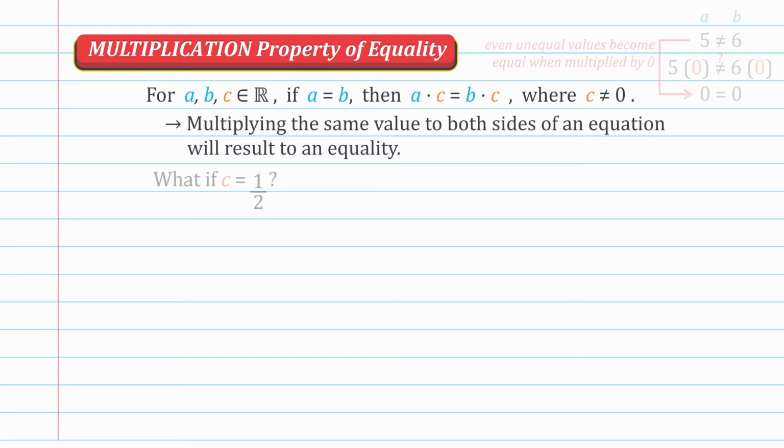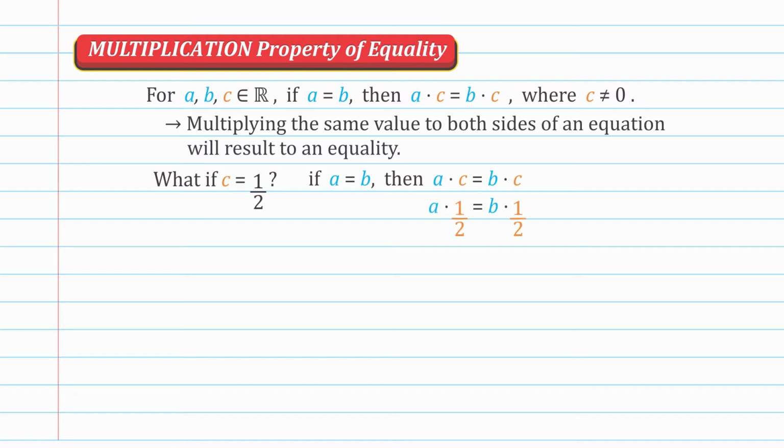Now, replacing C with, for example, a fraction 1/2. We know that if A were equal to B, then A times C is equal to B times C. Well, that's from the multiplication property of equality. But substituting 1/2 to C, we now have A times 1/2 and B times 1/2. Simplifying, we know that A has a denominator equal to 1 and B has a denominator equal to 1 as well. Multiplying the numerators, we have A times 1 is equal to A and the denominator is 2. Multiplying the right side, we have B times 1 is B and the denominator 1 times 2 is 2.